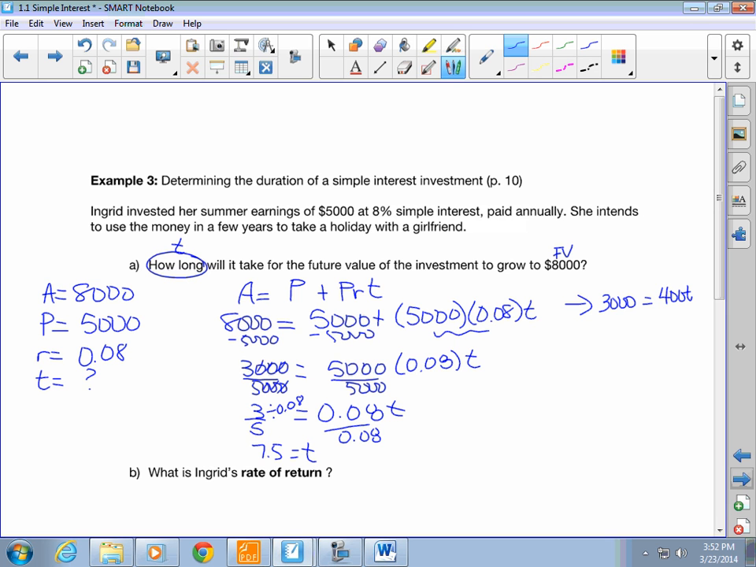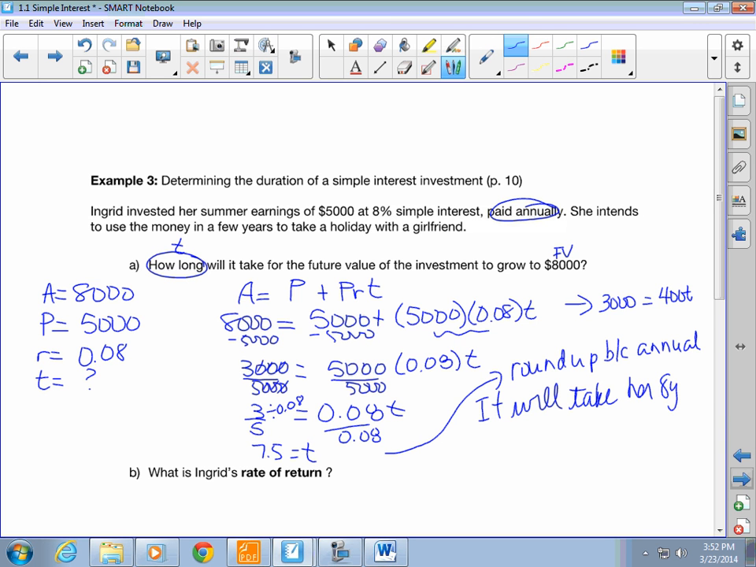So the question was, how long will it take for her to grow this to $8,000? So 7.5 is our T, but remember this interest is being paid out annually, so we have to round up. So it will take her 8 years. So it's going to take her 8 years to save for that trip.